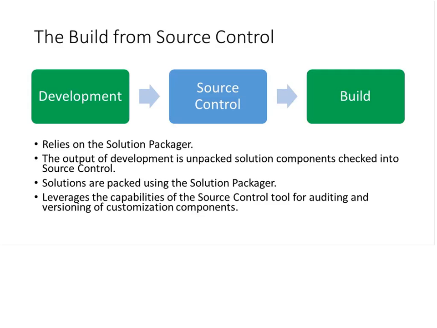This type of approach allows us to leverage the capabilities of the source control tool for auditing and versioning of customization components, branching and merging. All of those types of capabilities become a whole lot easier. Also, now when developers are checking things into TFS, they're checking in much smaller components. Their job becomes easier and concurrent development becomes easier, and I'll talk about that in a second.